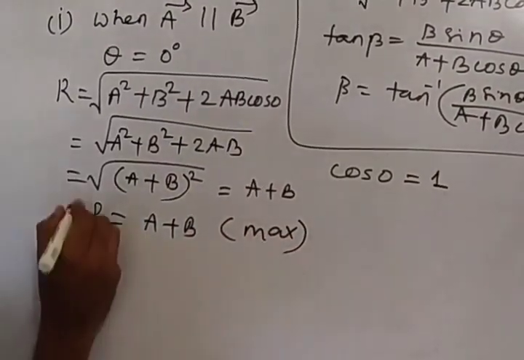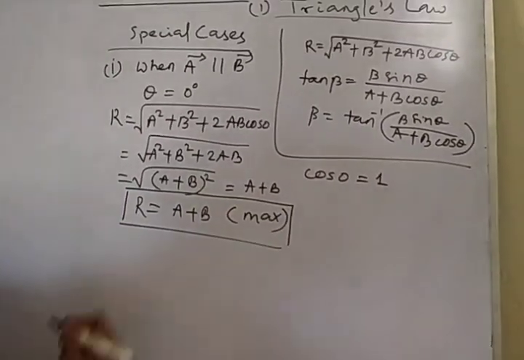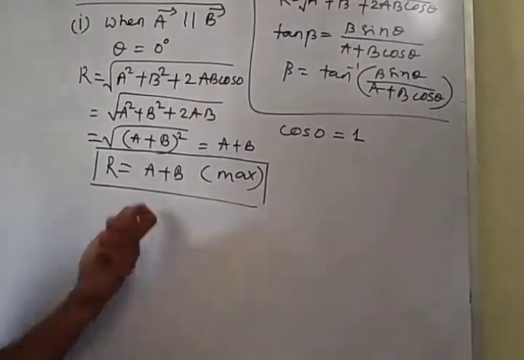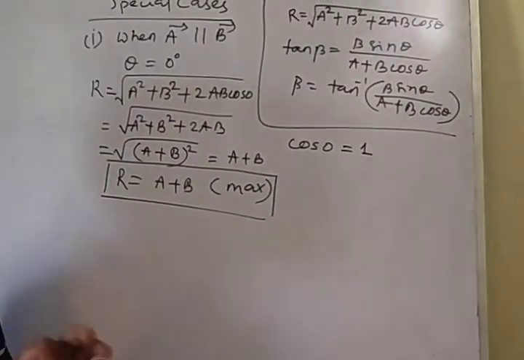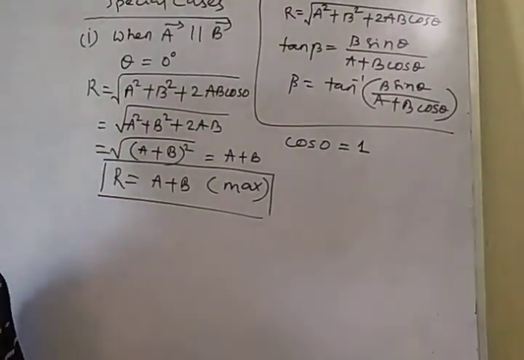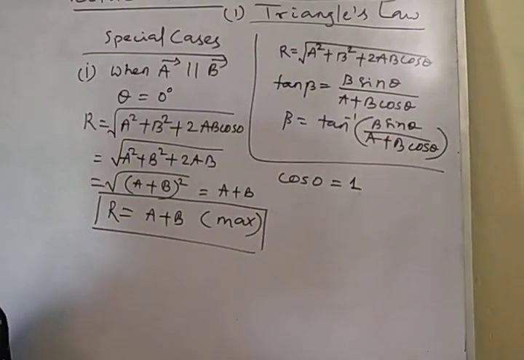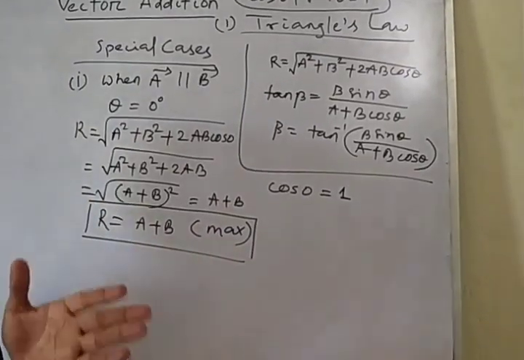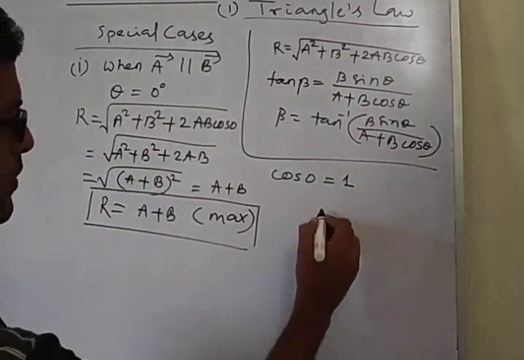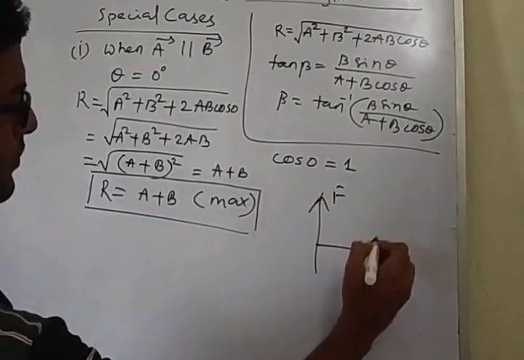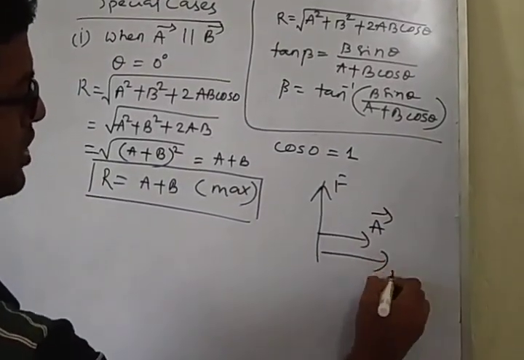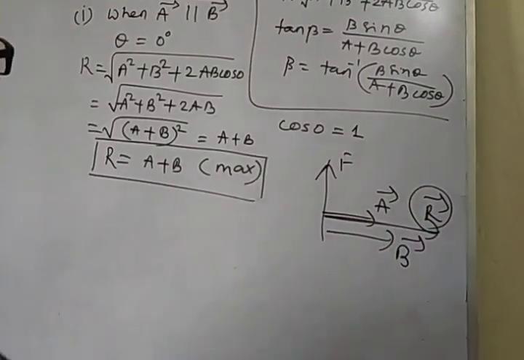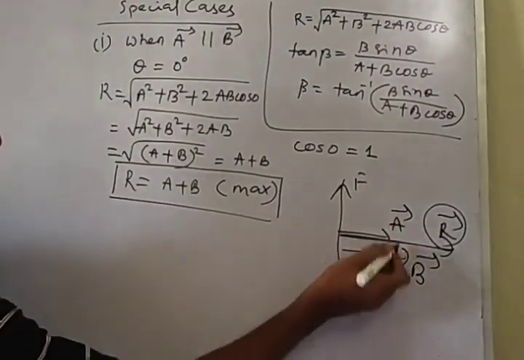This is the maximum value. So when two vectors are acting parallel at a point, the resultant of the two vectors is maximum. That is, just directly add the two vectors. For example, suppose you are going to a fair with your father, and you and your brother both are dragging your father in one particular direction. Here is your father, you are pulling with a force A, your brother is pulling with a force B, so that your father will move in the same direction with a force R. So this is the formula. So directly you can add.